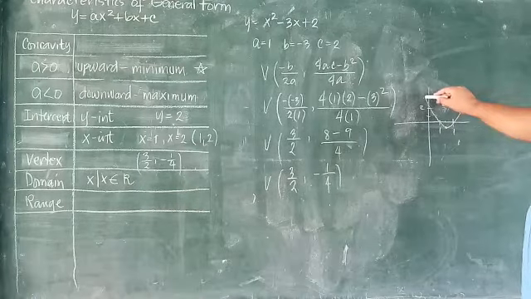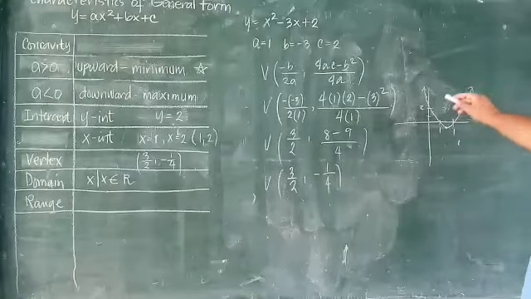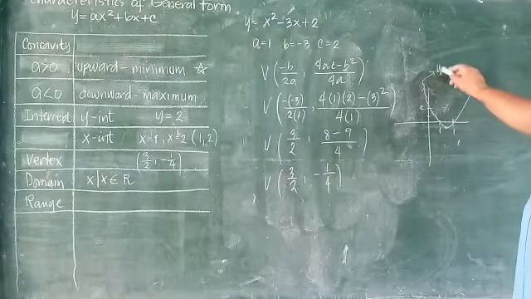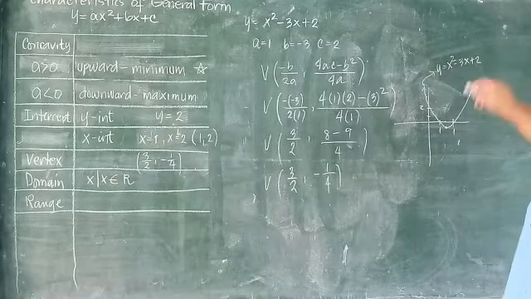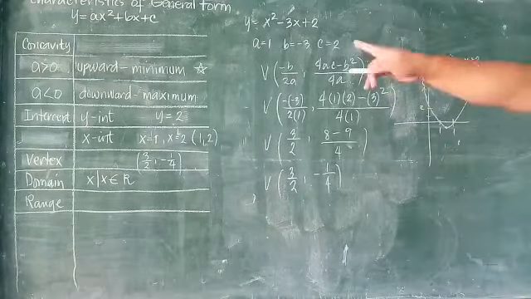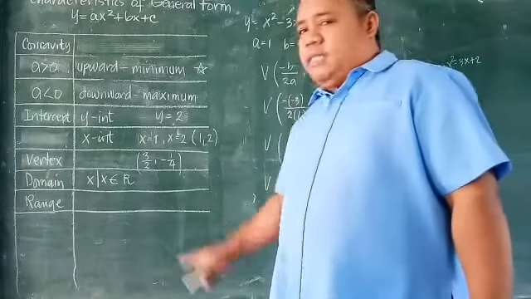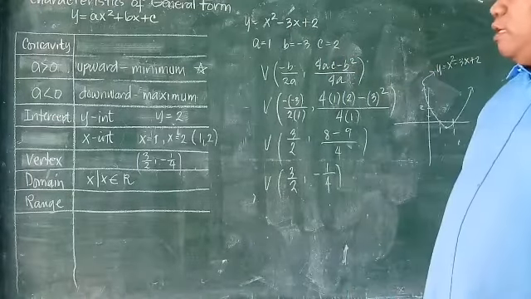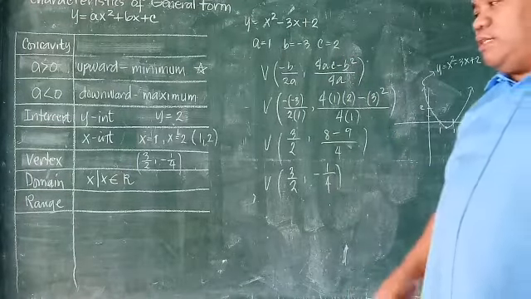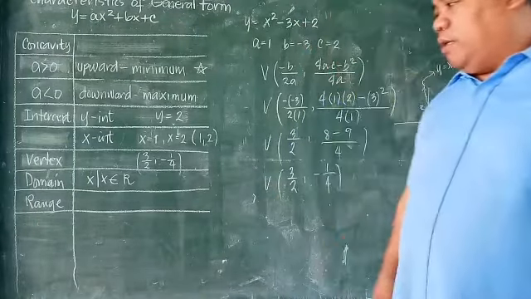So maybe this is the sketch of the graph of your equation y equals x squared minus 3x plus 2, based on the characteristics that we have drawn. Now what about the domain? Since this is a polynomial, the domain of that equation is that the values of x are all real numbers.